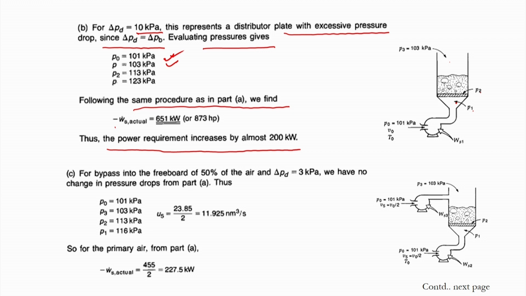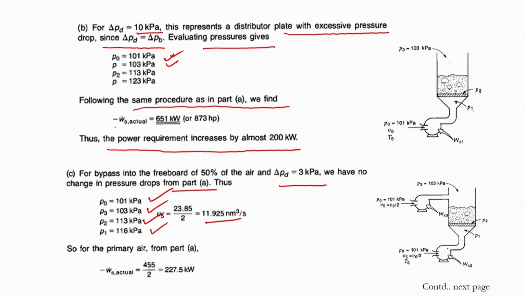Now, in the third condition, for bypass into the freeboard of 50% of the air and distributor pressure is 3 kPa, we have no change in pressure drops from part A. So, in that case P0 will be equal to 101 and P3 is equal to 103, P2 is equal to 113 and P1 is equal to 116, and then Vs will be equal to what?